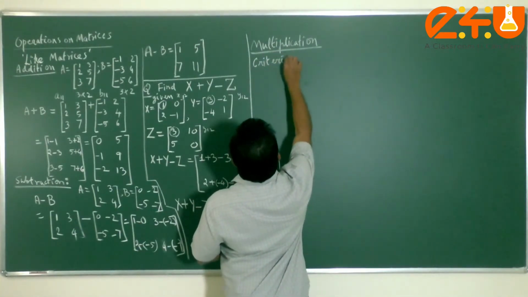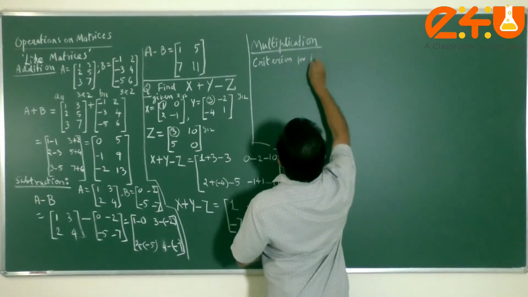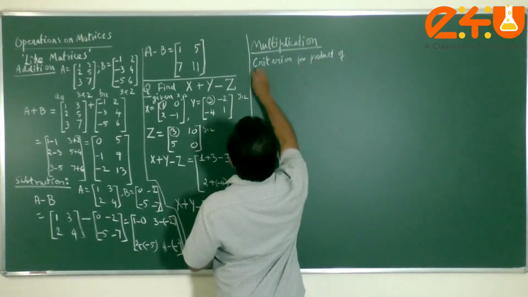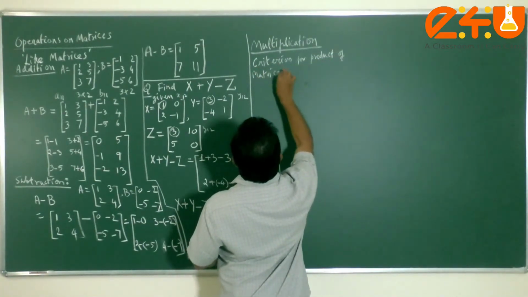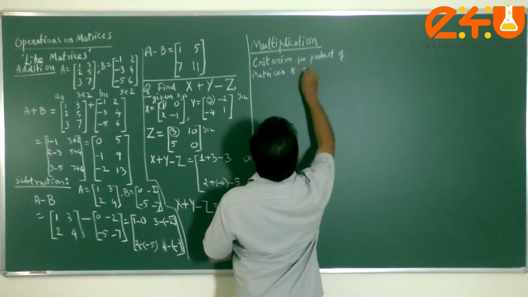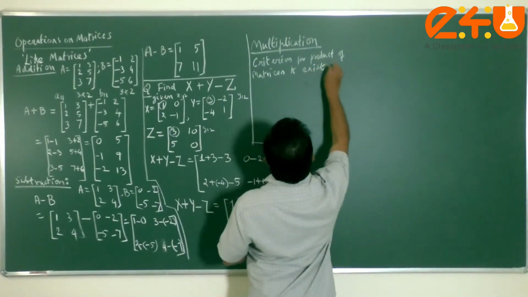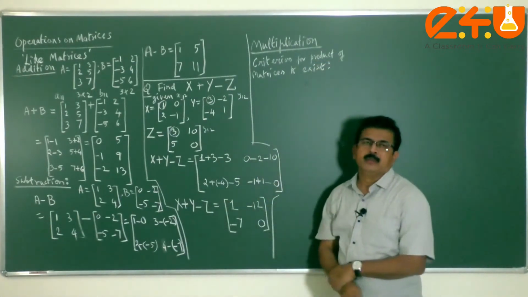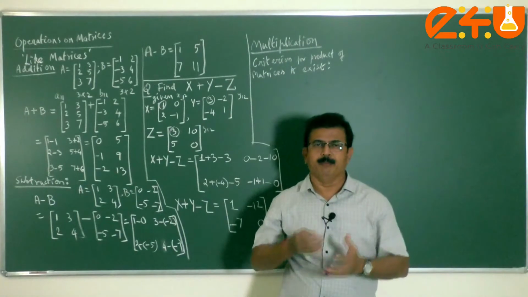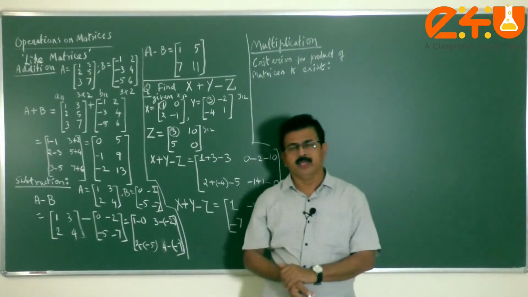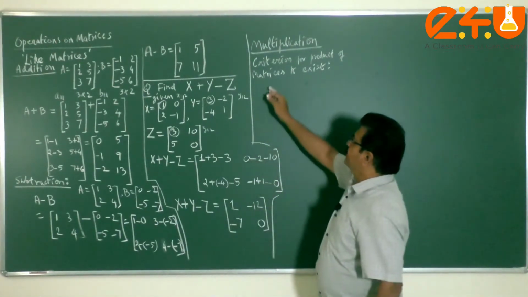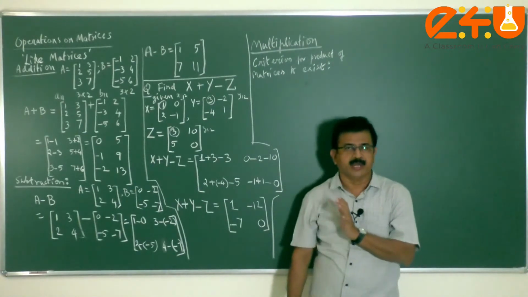The criterion for the product of matrices to exist. So students must understand, it is not possible that in all cases you can multiply matrices. It is not possible. The product itself may not exist. It may exist. So now you are going to simply see under what conditions the product will exist.